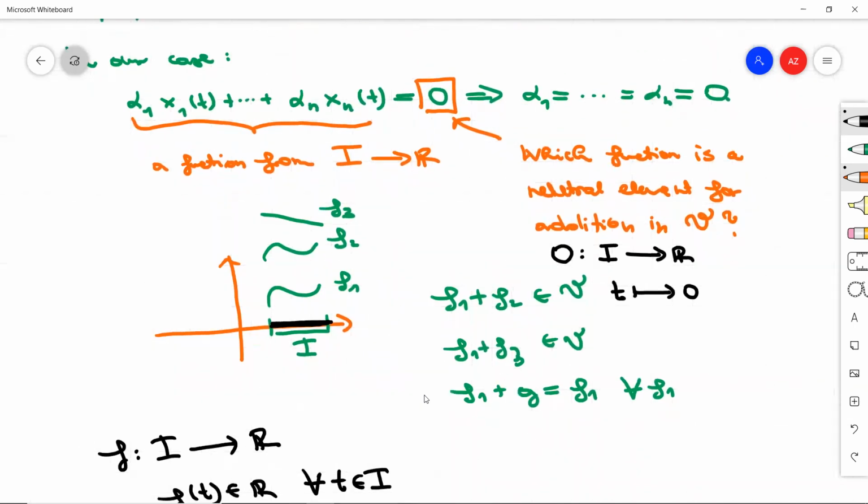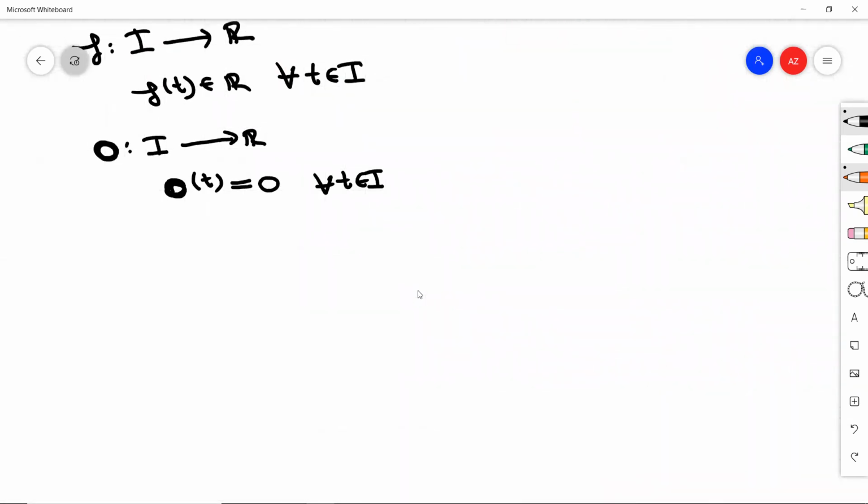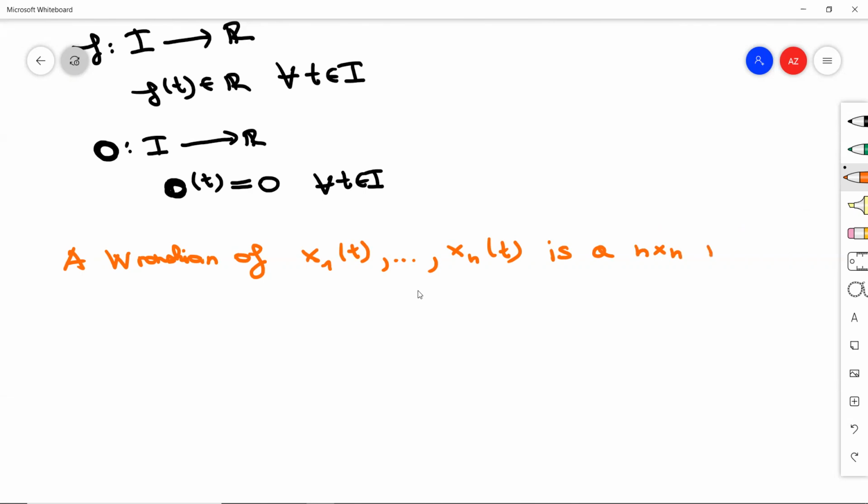Now we will form this Wronskian. I've told you that the Wronskian is a very important notion in the theory of differential equations. So a Wronskian of the solutions x1(t) up to xn(t) is an n by n matrix formed by x1 up to the n minus first derivative of each of these functions. So it is an n by n matrix, which looks like that.